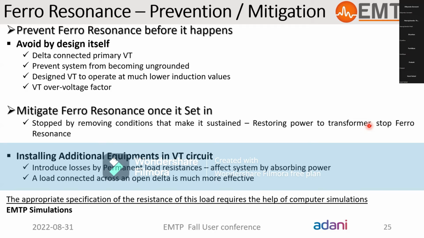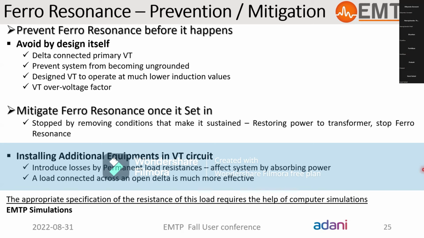But for the generator application, we need to take care of the fault current, which passes through the generator stator core during the ground fault itself. Now, we can also design a VT to operate at a much lower induction value, so the saturation point can be at least twice the system voltage. So these are the design related changes. But once ferroresonance has set in, it can be stopped by removing the condition that makes it sustain. So for example, by restoring the power to the transformer, ferroresonance can be stopped.